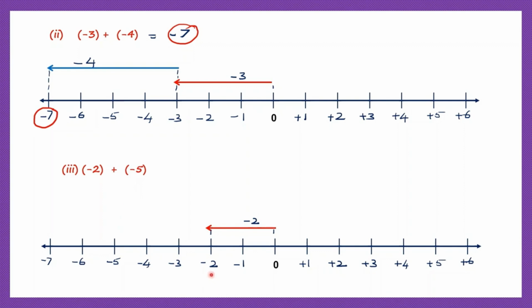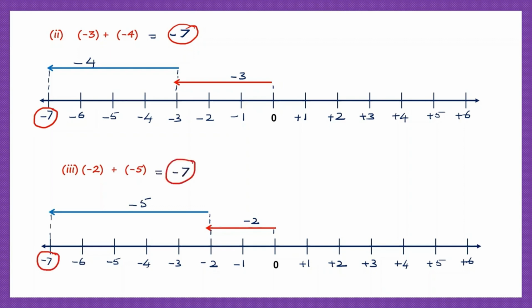Now look at the next integer, it's minus 5. That means wherever we stopped, from there, we need to move 5 steps to the left. 1, 2, 3, 4, 5. That is starting from minus 2. So let's do that. Let's start from minus 2 and move 5 steps to the left because it is minus 5. So we've done that. We started from here and we reached minus 7. And what is the number that we have reached? We have reached minus 7. So that is our answer here. This is equal to minus 7.